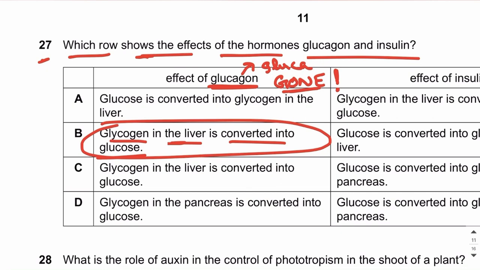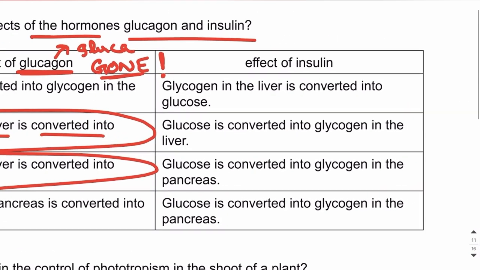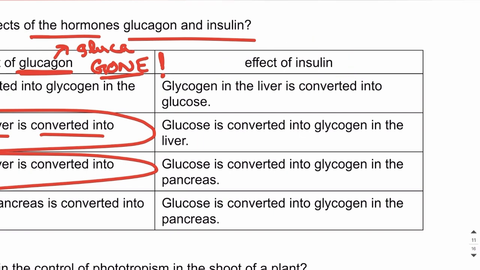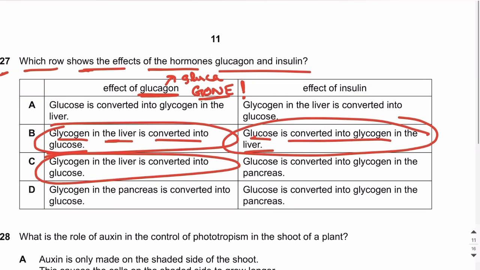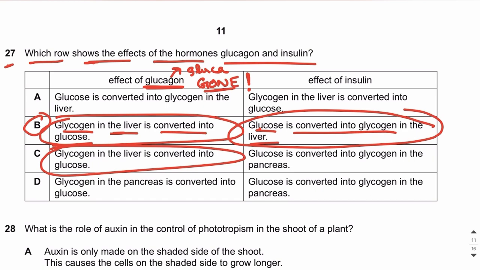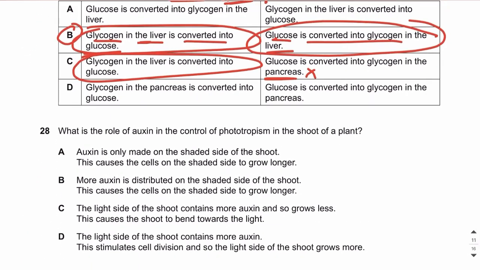The body needs to replenish glucose, right? Okay. And you should remember that glycogen in the liver is converted to glucose, not in any other organ. So glycogen in the liver is converted to glucose. What is the role of insulin? The effect of insulin is opposite. Glucose is converted to glycogen in the liver, and that is the role of insulin. The answer is B. Be careful. The option C says pancreas. No, guys, in pancreas, this does not occur. Let's move on to MCQ number 28.